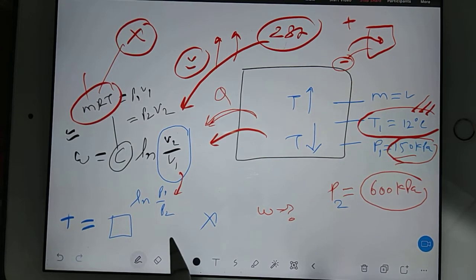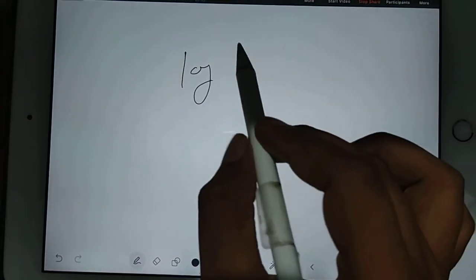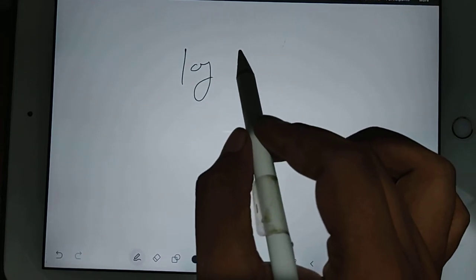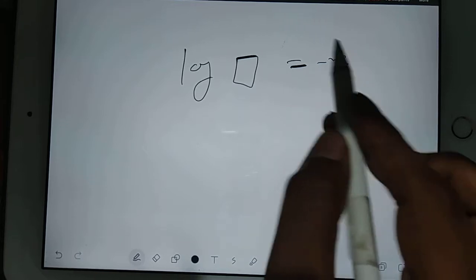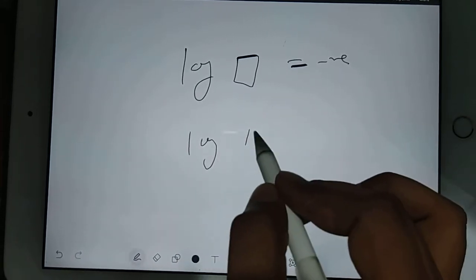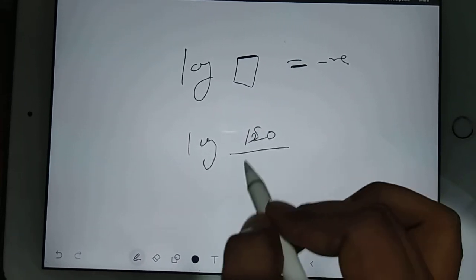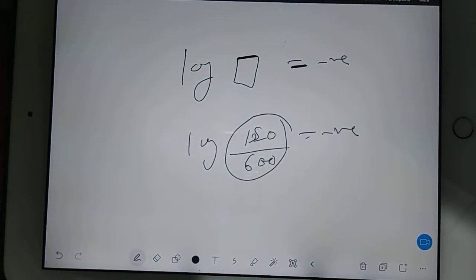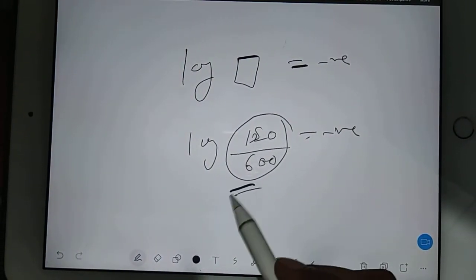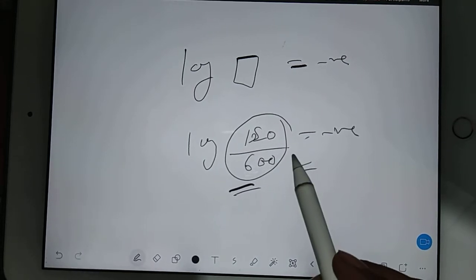Now see, in mathematics, whenever you have a log, if you are writing anything in decimal, log gives a negative answer. For example, if you are writing 150 Pascal divided by 600 Pascal, this will be in decimal, so it will give you a negative answer. So that's why automatically your answer will come negative, which makes sense.